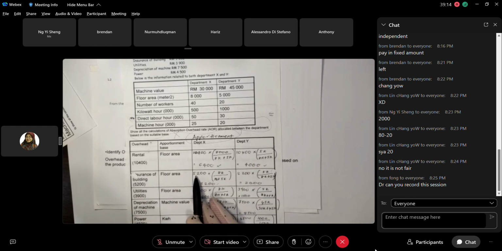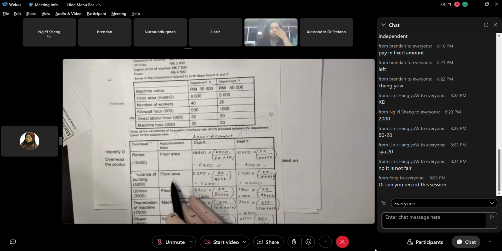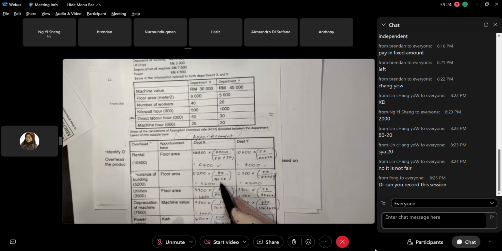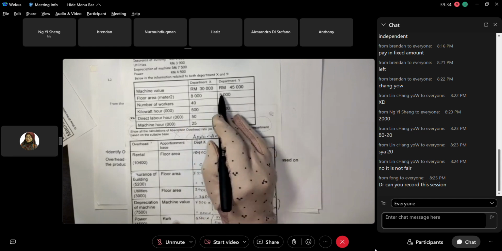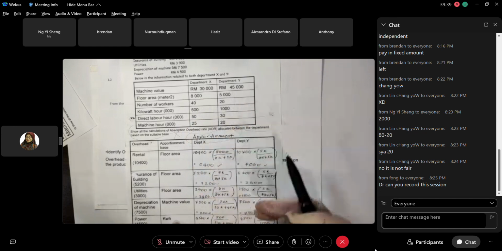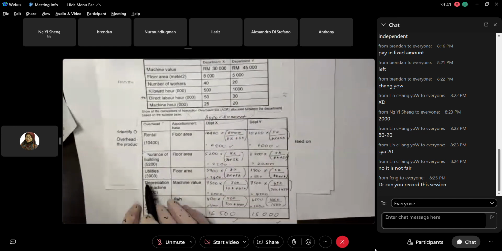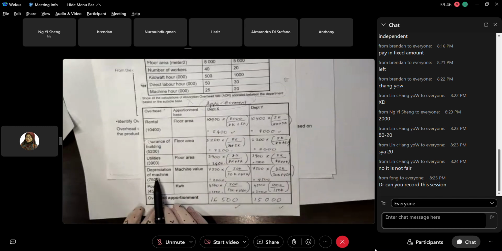Insurance is the same, 5,200. The portion is 8,000 over 8 plus 5, and for the other, 5,000 over 8 plus 5. Who is 8, who is 5? This is 8, this is 5. So 8,000 divided by 8 plus 5, and 5,000 divided by 8 plus 5. We want to make the portion. Utilities is the same, based on the floor area.